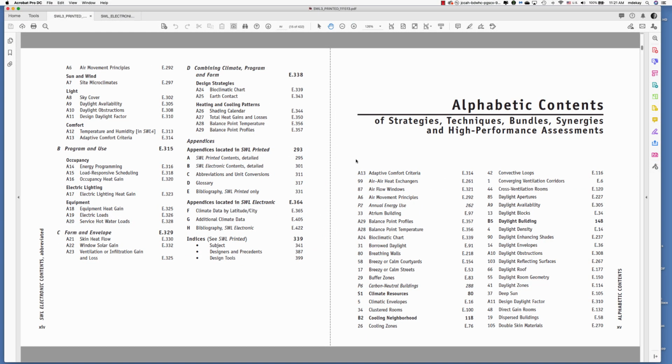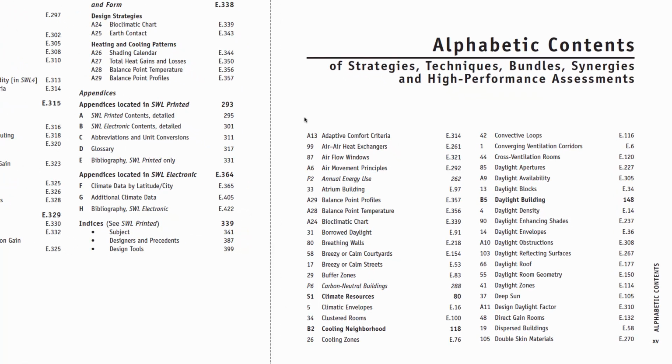All right, one of my favorite ways to find your way around is the alphabetic content. So once you get familiar a little bit with the design strategies, the names of things in sun, wind, and light, you might say, well, I want to find daylight zones. Where is daylight zones? So if I go to the alphabetic contents, I can come down and find that daylight zones is right here. You can find out on page E114. So we've taken everything in the printed volume, everything in the electronic volume, including analysis techniques, bundles, synergies, and design strategies, and you'll find them all here.